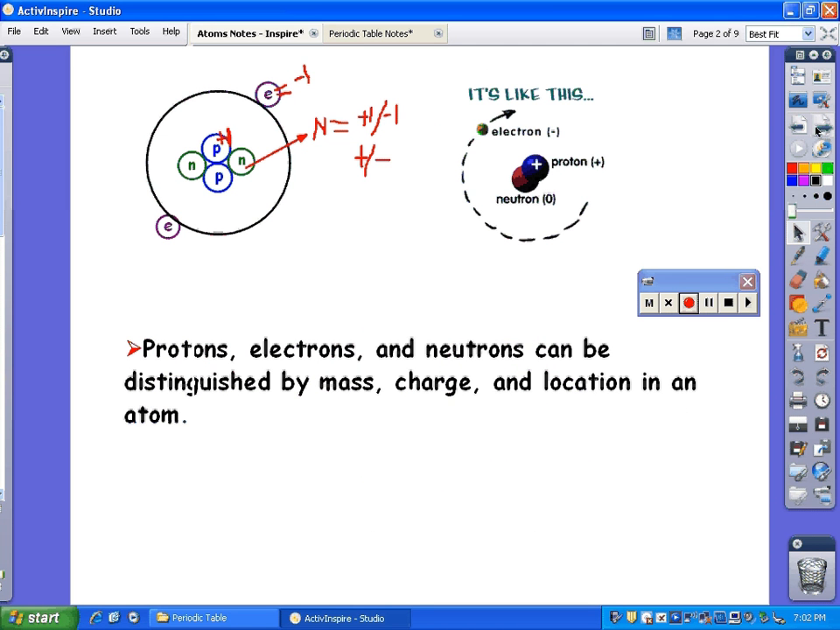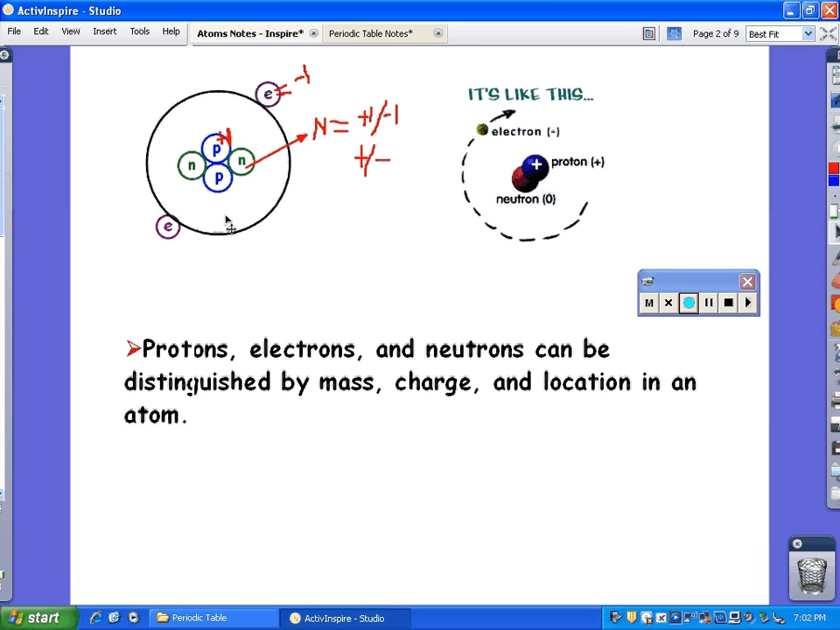So here you can see a couple of Bohr models. Bohr models are the representation of an atom where you draw orbits where the electrons go around, and the protons and neutrons in the nucleus stay in the middle here. You can tell which ones are which based on mass, charge, and location. Electrons are outside, they're -1. Protons are inside, +1. Neutrons are inside, no charge. Up here I wrote +1, -1 because it's easier to think about numerically. It really has no charge.